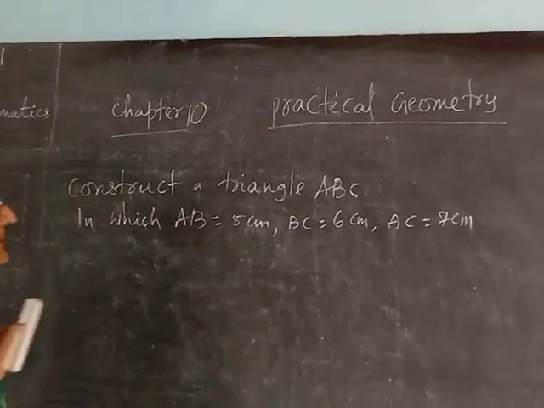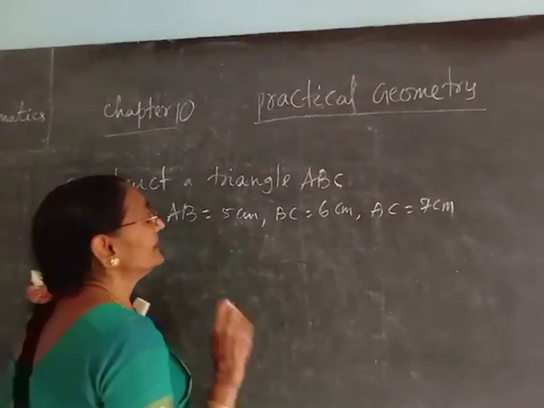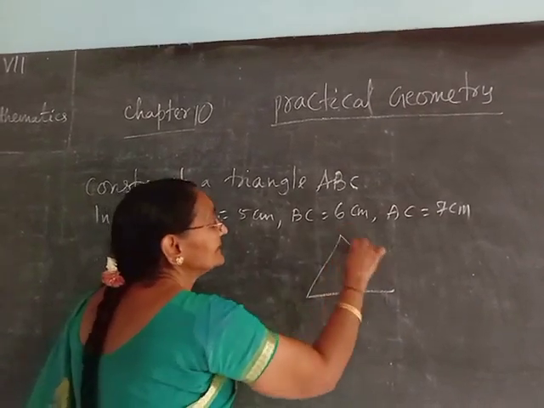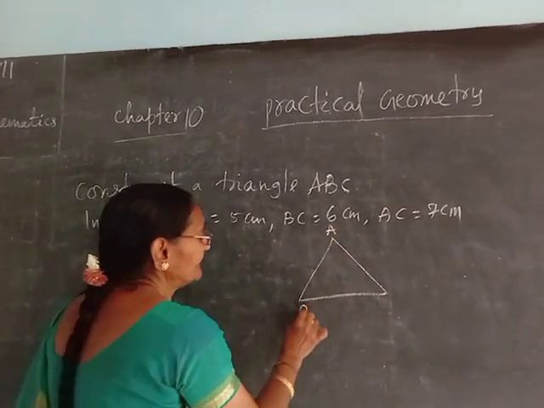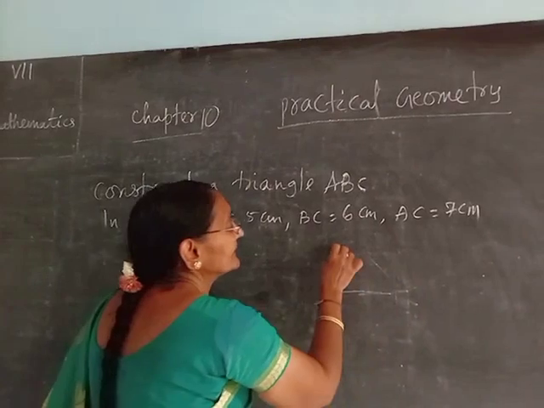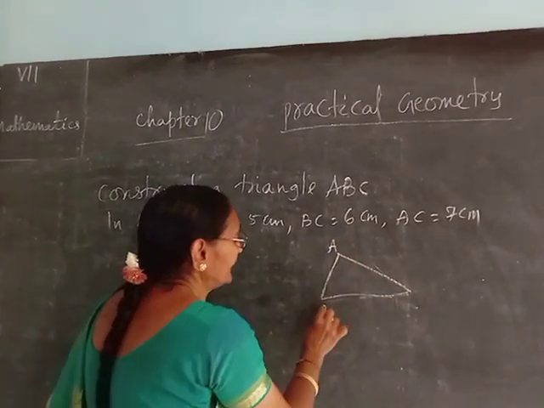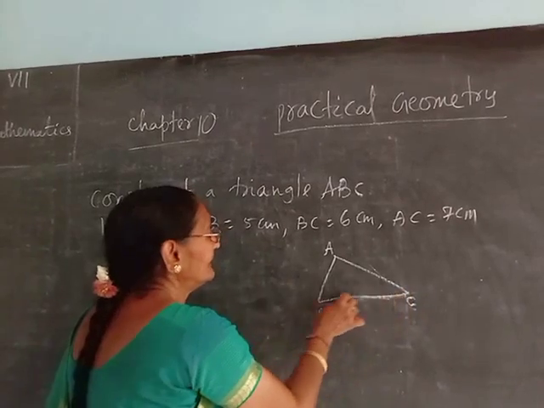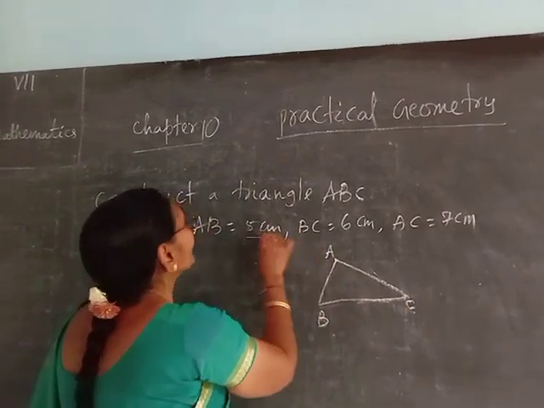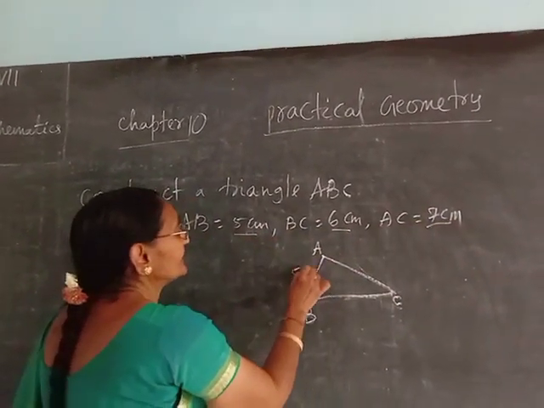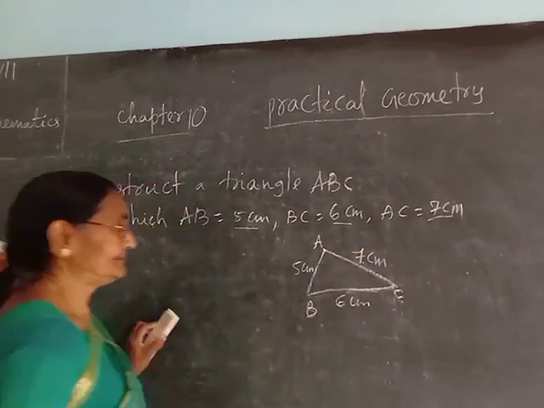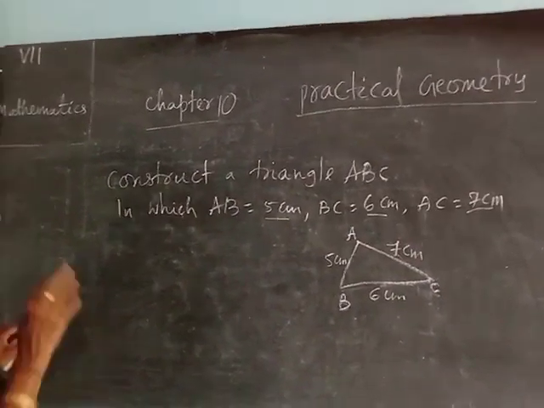Before construction of the triangle, you have to draw a rough sketch. That is very important. So for the three sides we will write A, B, C. Here 5 cm is there, 7 cm there. So A, B, C, we put the names of the vertices. Three sides are there, AB, BC and AC, and you have to mention the lengths also. AB is equal to 5 cm, BC is equal to 6 cm and AC is equal to 7 cm. Whatever is given, you have to write in the rough sketch.